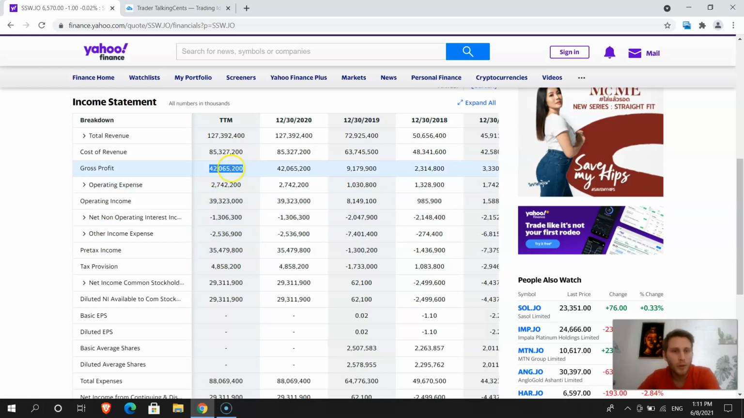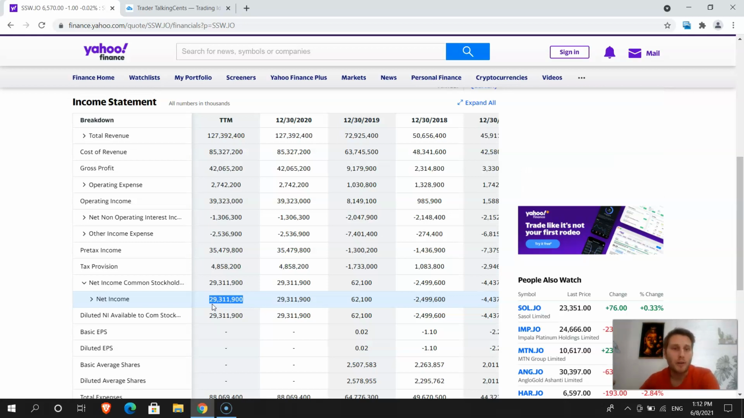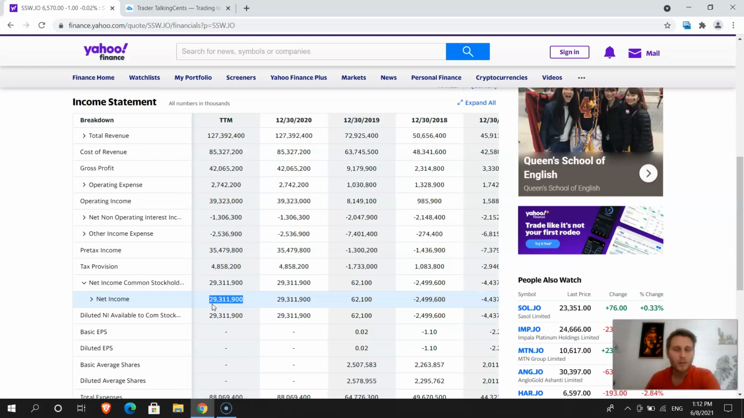So if we look at their net income, we can go down here. We can see that after all their expenses, after their gross profit, they were left with a magical number of 29 billion rand in profit. That is for anything that they want to do: distribute to shareholders in dividends, or reinvest the money to make a better return on investment in the future. So that benefits the business, shareholders, and ultimately everyone involved in the company.